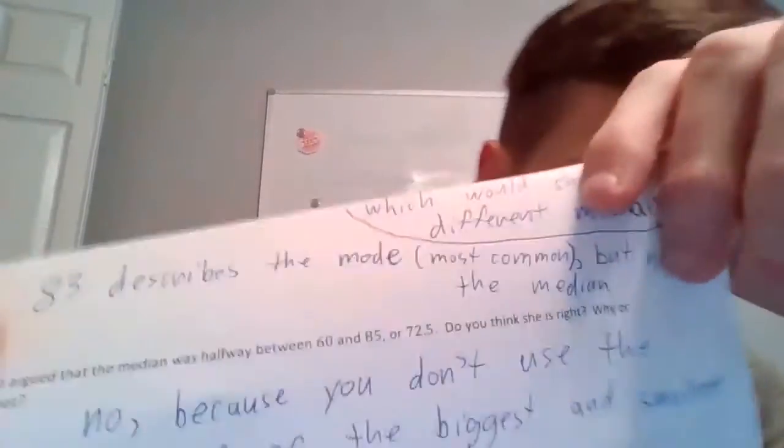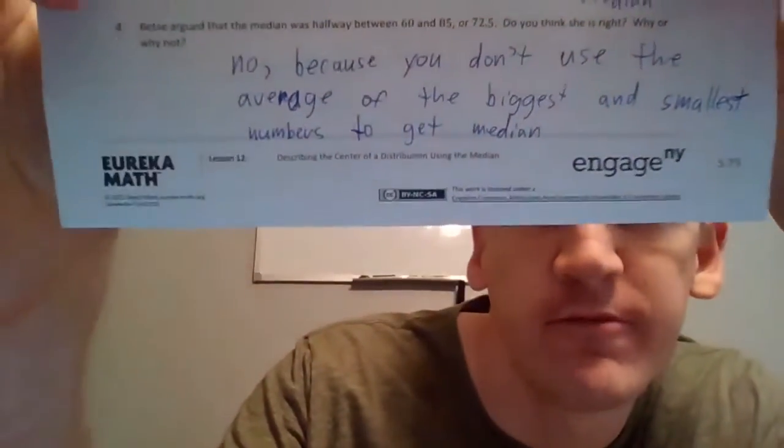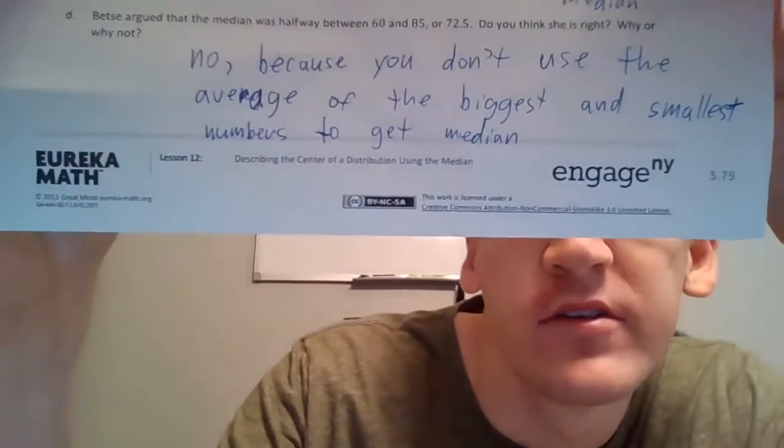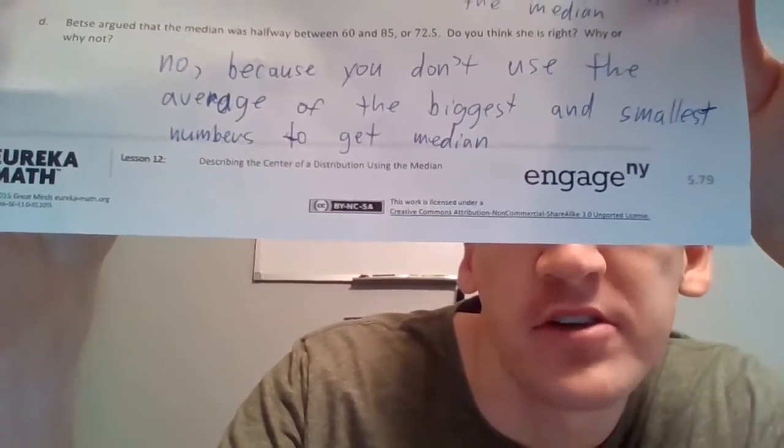So for part D on Betsy's idea, I said no, she's not right, because you don't use the average of the biggest and smallest number to get the median. It's just not a possibility here. So again, that's what I got on part D. So there it is right there. All right. And you can pause that if you need to write the rest of it down, but that's what I have on D.